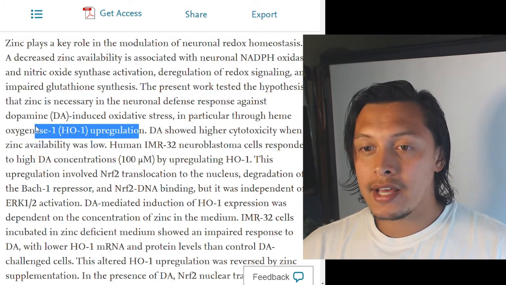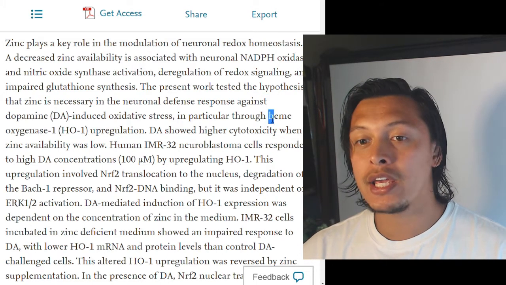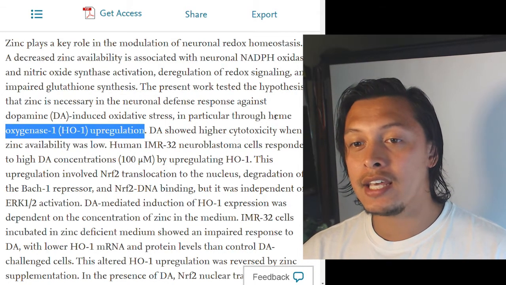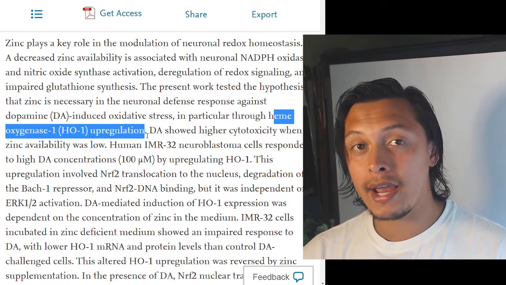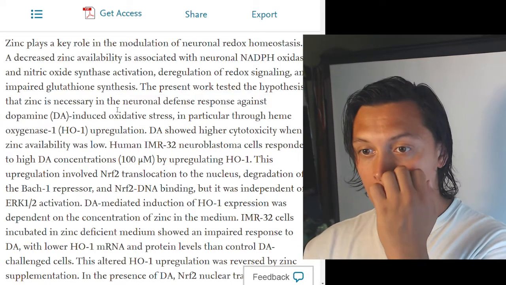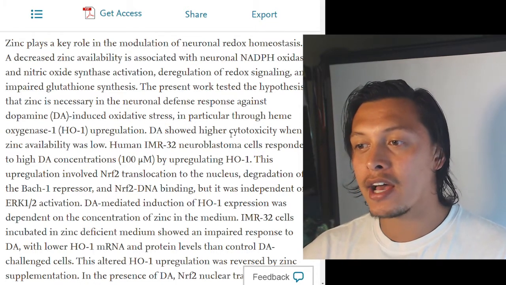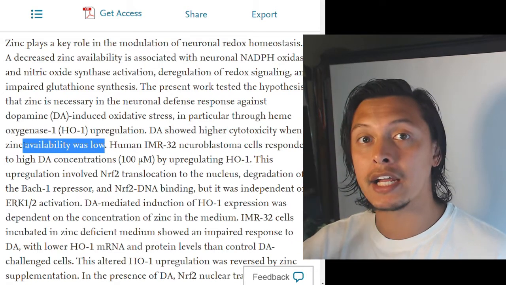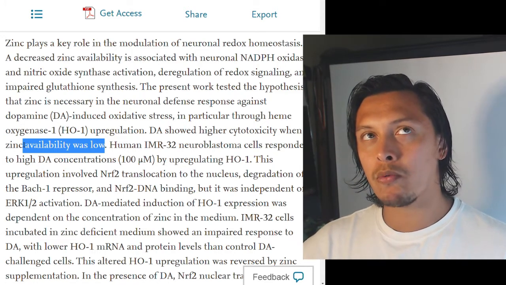And one of the ways that dopamine induces oxidative stress is through heme oxygenase 1 upregulation. So this heme oxygenase will basically be a way of causing this dopamine-induced oxidative stress. Dopamine showed higher cytotoxicity when zinc availability was low. So zinc seems to be playing an extremely crucial part in the body's, what would you call this?